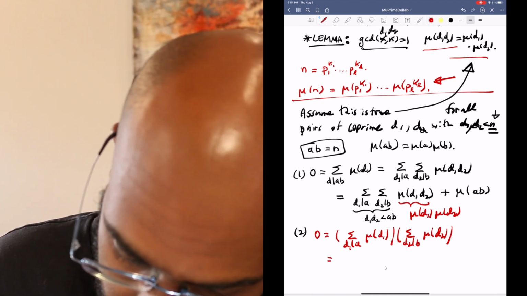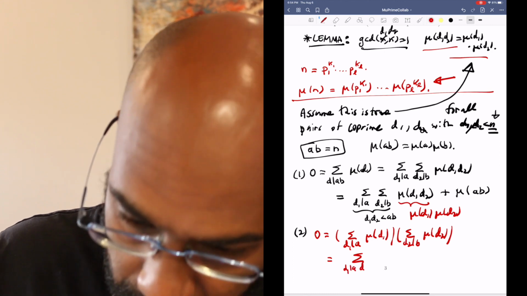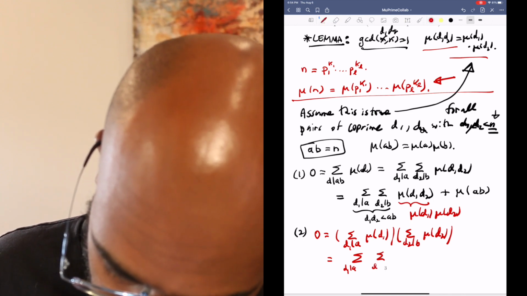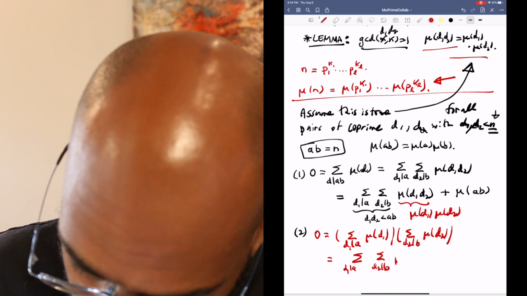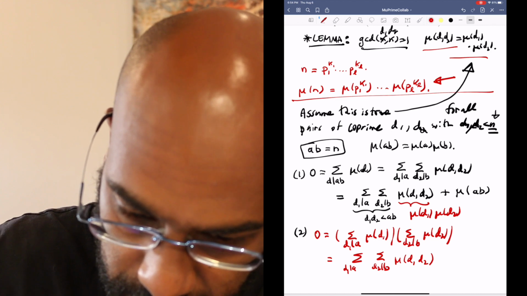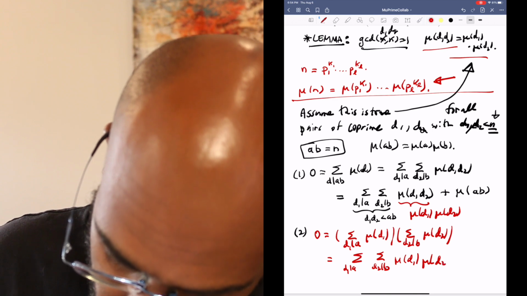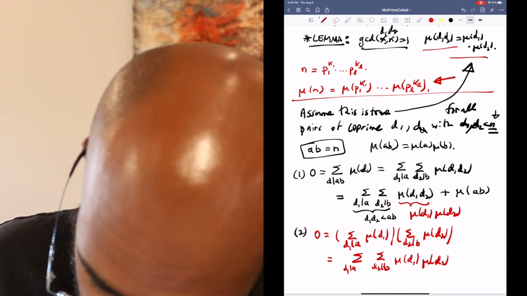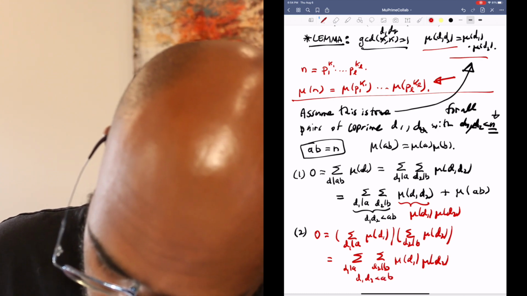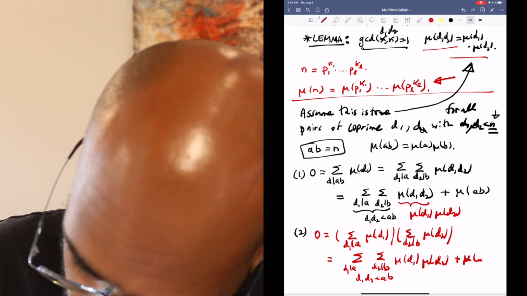Okay, so if we do that, this is the sum over all d1 dividing A and d2 dividing B of mu of d1 d2, or the product, sorry, so mu of d1 mu of d2, and then we can omit when d1 d2 is actually exactly AB, and then the only thing that's missing is mu of the product of A and the product of B.